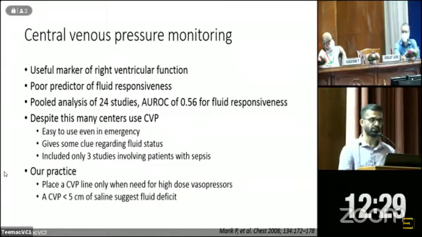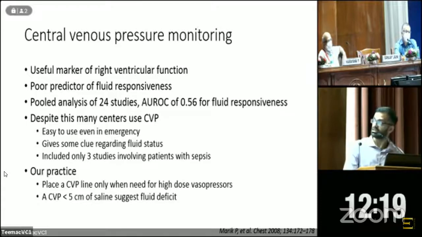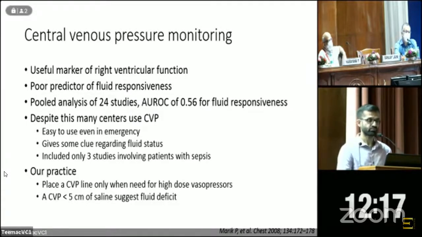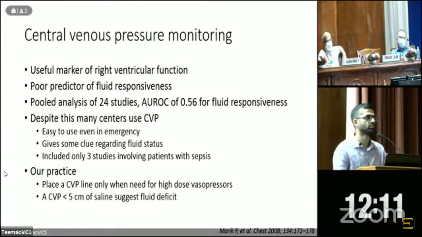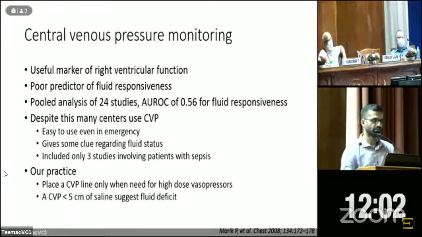However, as a predictor of fluid responsiveness, it fares poorly. It has an AUROC of 0.56 to indicate fluid responsiveness. In simple terms, you can assess the fluid by tossing a coin or by measuring the CVP and deciding whether the patient is going to respond to a fluid challenge or not. But yet, CVP is commonly used because it's easily available, quickly placed, and it does give some vital clues.